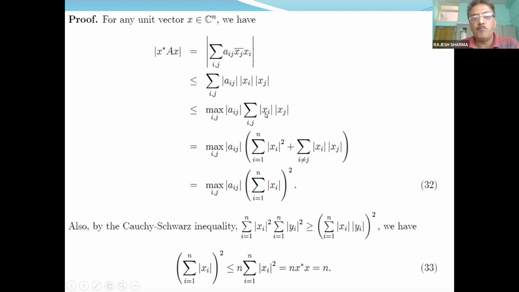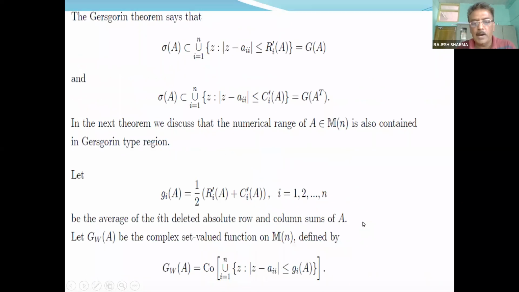Now note that this is just the sum of mod x_i, whole squared. Why? We can write this as the sum over i of mod x_i squared, plus the sum over i not equal to j of mod x_i mod x_j. And this is just twice the sum over i less than j of mod x_i mod x_j. So this is equal to the maximum of mod a_ij times this sum of mod x_i, whole squared. Now we use the Cauchy-Schwarz inequality to show that this is less than or equal to n. Cauchy-Schwarz inequality says this: the sum of mod x_i squared times the sum of mod y_i squared is greater than or equal to the sum of mod x_i y_i, whole squared. Now take each y_i to be 1.